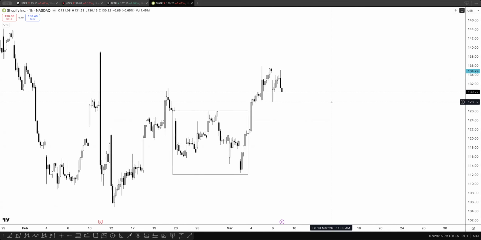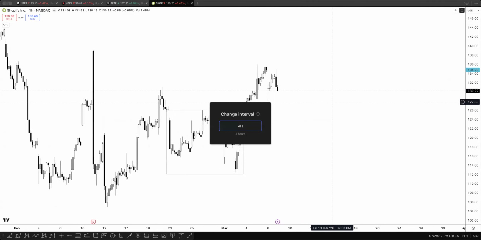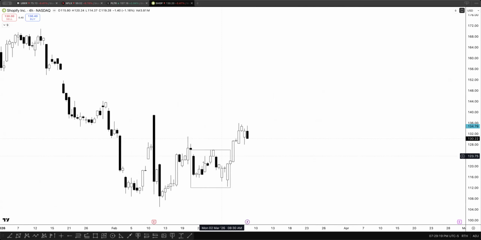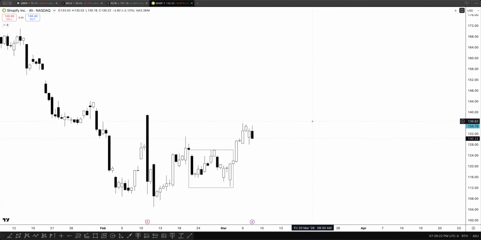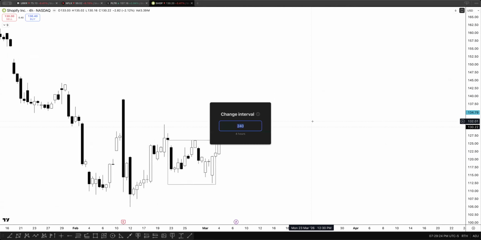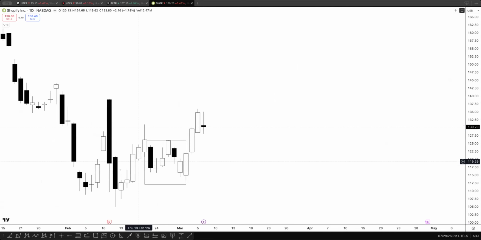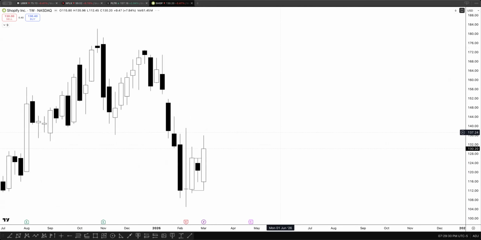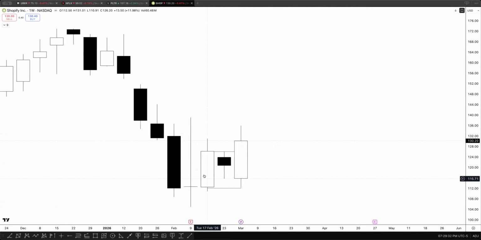Same box. Let's go to the 4 hour. Same box. Less candles. You see what I mean? Let's go to the daily. Same box. Less candles. Now let's go to weekly. Same box. Half of these candles and this middle candle. But do you see what I mean? The higher you go, the less candles, but price moves slower. It takes longer for that candle to form.